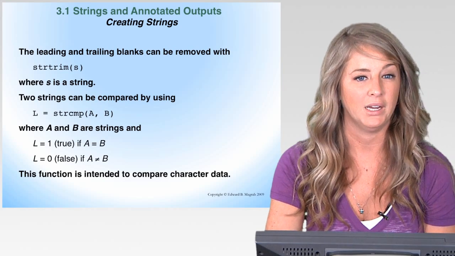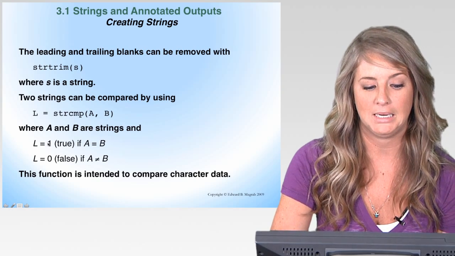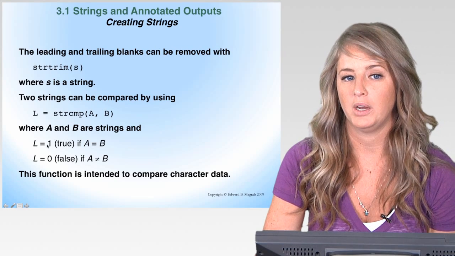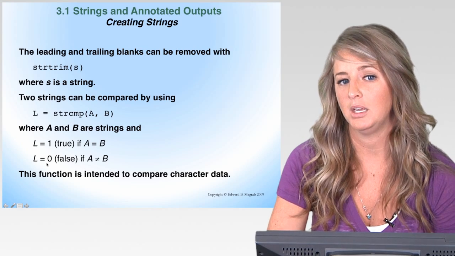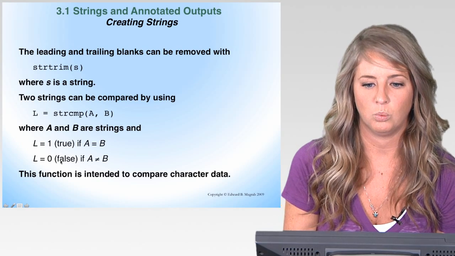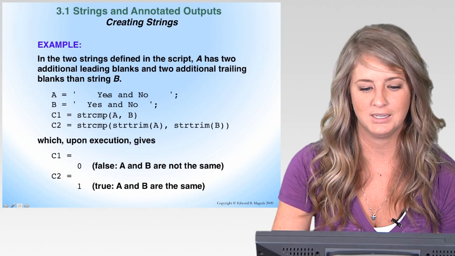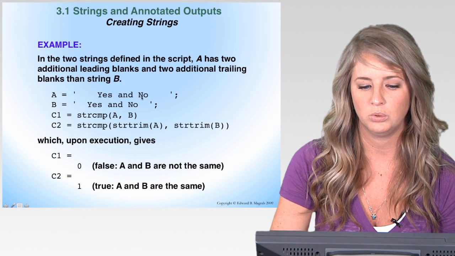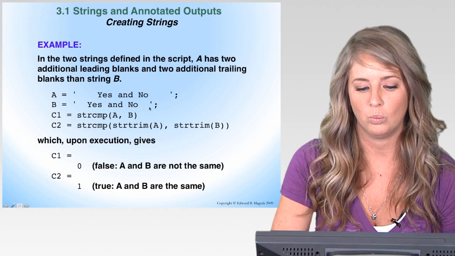We can also compare strings. Let's say that we have a string A and a string B. If it's true, meaning that they're the same, then it will produce for us a 1. If it's false, meaning they're not the same, then it will produce 0. So let's say, for example, we wanted to see if the two words are the same in A and B. Look here. We have A is equal to yes and no, but you see how we have 2 leading blanks and 2 trailing blanks. But in B, we only have 1 leading blank and 1 trailing blank.